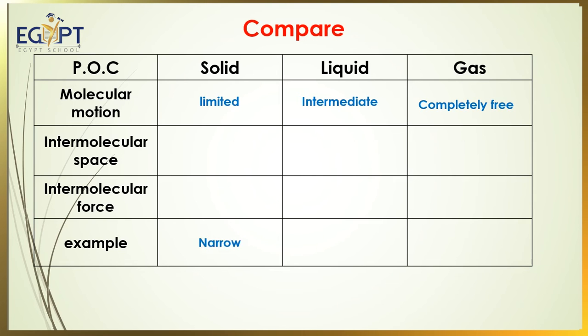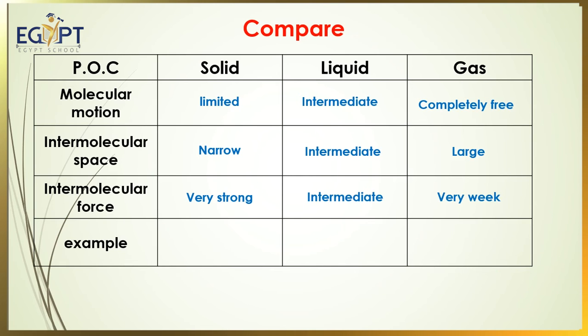Intermolecular spaces regarding solid: very narrow, limited, very small. Liquid, intermediate also. Gas, large space. Regarding intermolecular force, the intermolecular force of solid is very strong. Liquid, intermediate. Gas, very weak. Examples, it's very easy. Solid: ice, iron, copper. Liquid: water, alcohol, oil. Gas: air, oxygen, water vapor.